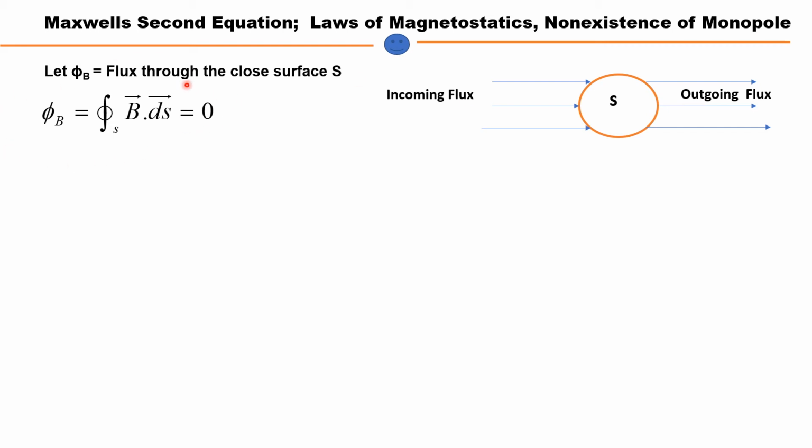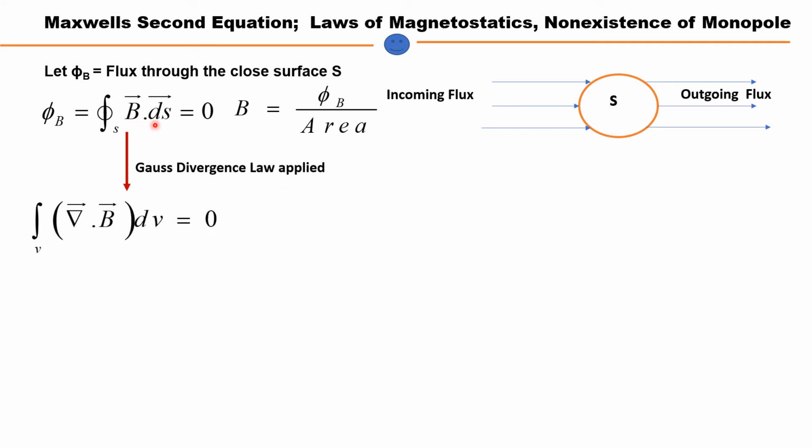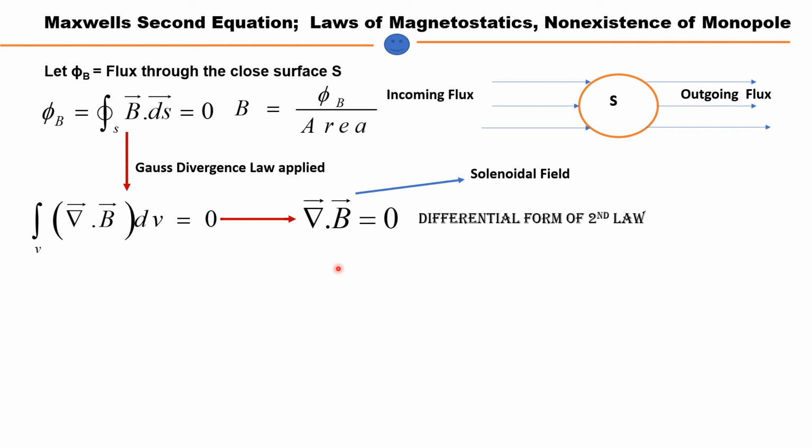That is written mathematically. Flux means the magnetic flux intensity times the area, so if you multiply the magnetic field by the total area, the total flux is B into A. If we apply the Gauss divergence theorem, we can reach the second law, Maxwell's second equation, that is divergence of B is equal to 0. This is the differential form. Now let's digest this physical significance, the non-existence of monopoles. If the divergence of any vector field is 0, we can term it a solenoidal field.